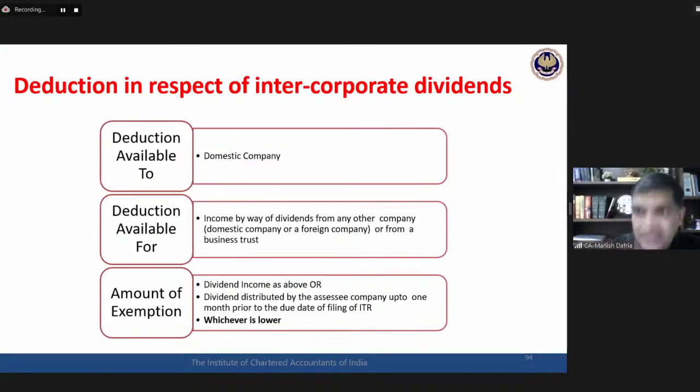The whole purpose of today's discussion is this: from today onwards, whenever you see a P&L account of a company and on the credit side you find something like dividend income, the first thing that should come to your mind is this section of the Income Tax Act. For any dividend received by a company, this deduction would be available, subject to that dividend being distributed by the company.